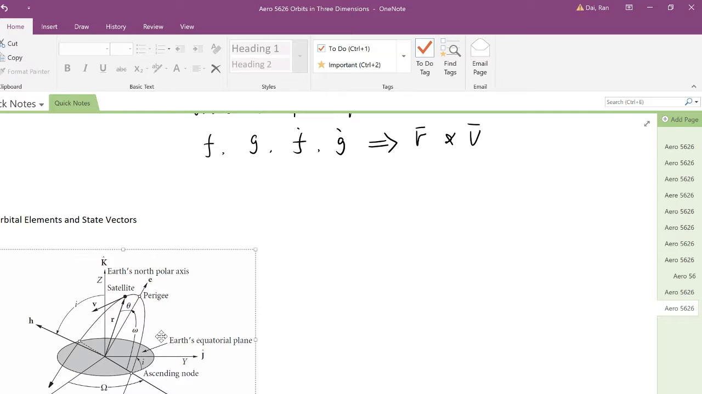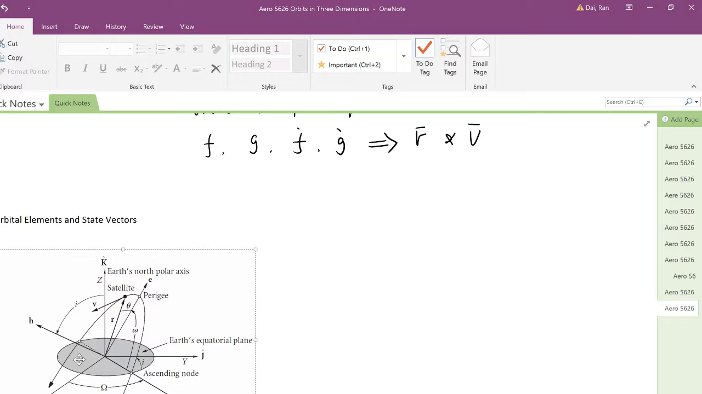So first, we locate the intersection of the orbital plane with the equatorial plane. The equatorial plane is the shadowed area, and the equatorial plane and the orbital plane intersect along a line. We call this line the node line.